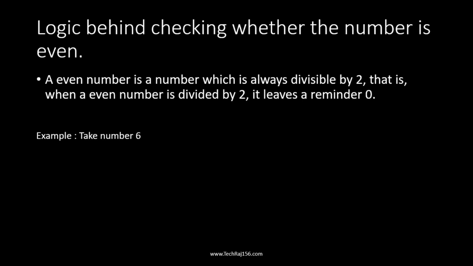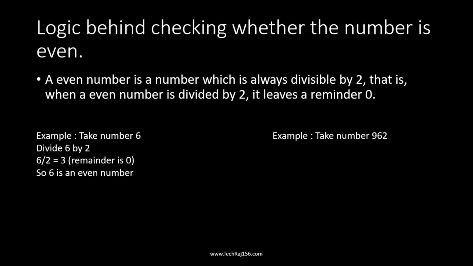For example, take the number 6, and we all know 6 is an even number. If you divide 6 by 2, what's going to be the output? Yeah, 6 by 2 is equal to 3, and the remainder is equal to 0 because it's not going to leave any remainder. So since the remainder is equal to 0, 6 is an even number.